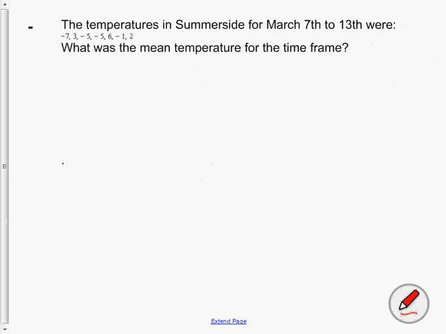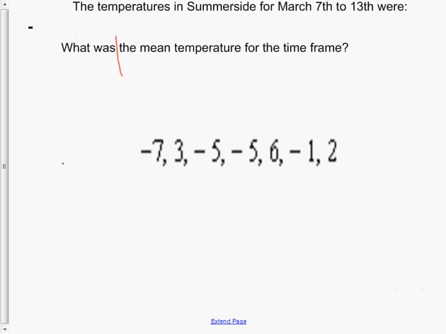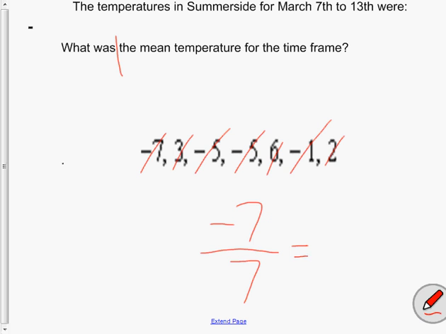The next one is the temperature in Summerside from March 7th to March 13th. What is the mean temperature? So the first thing I'm going to do is add those together. I'm going to take this down, stretch it out and add these numbers together. Negative 5, negative 12, negative 17, negative 18, negative 10, negative 7. So when I add those all together, I get negative 7 divided between the number of days, which was 7 days. The mean temperature for those 7 days was negative 1 degrees Celsius. So add them together and divide by the number of units.